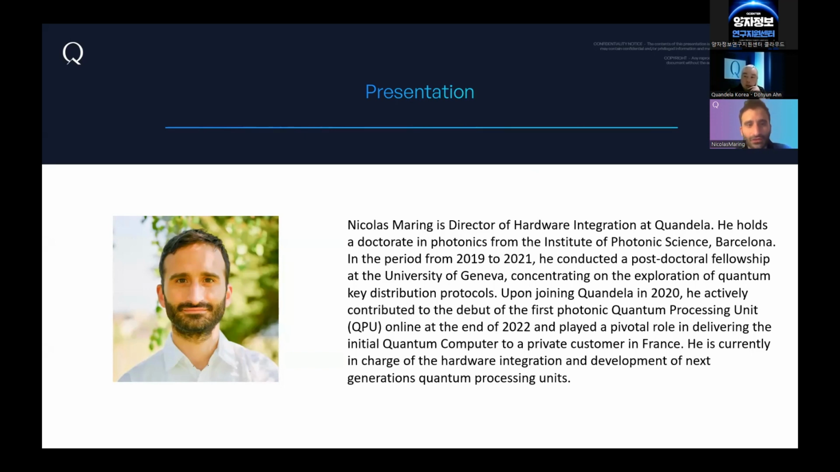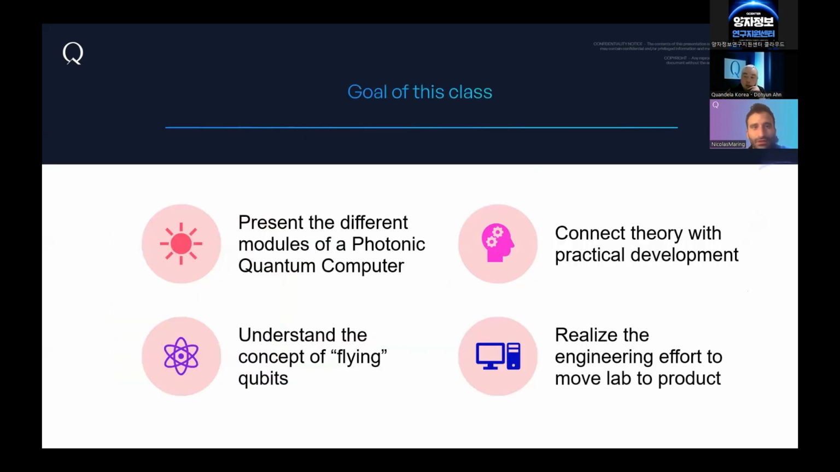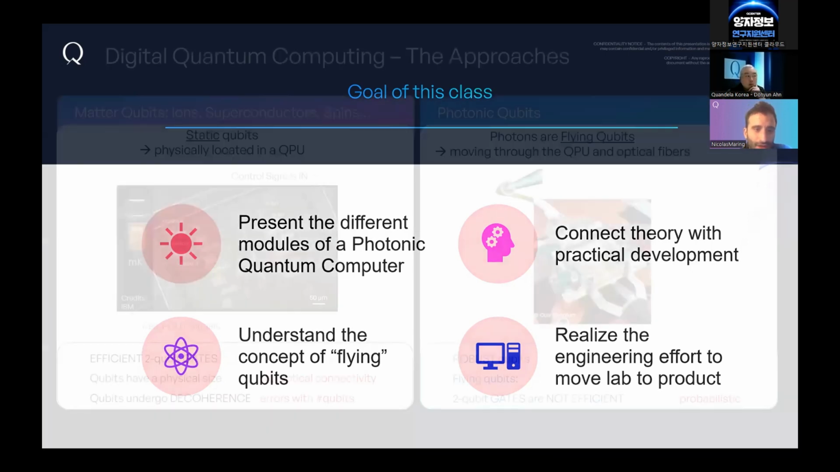These are mainly the two parts I will talk about, to show you the different optoelectronics modules that compose the platform, try to connect a bit with what was said on the theory part, and realize what is behind it and the engineering work that was done in the last years.